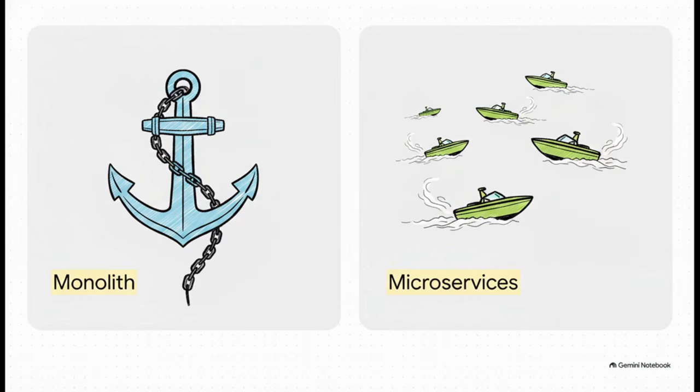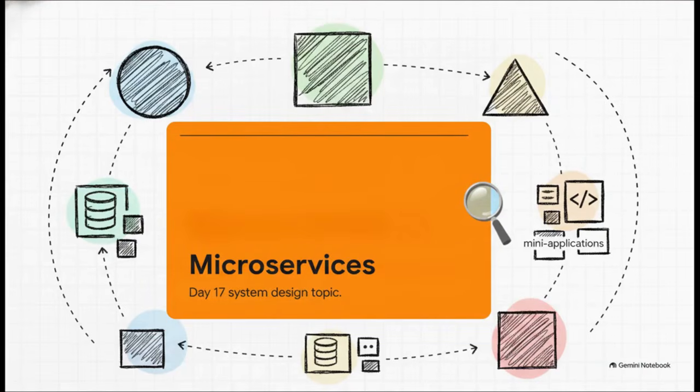So, if our e-commerce platform gets hammered with a huge Black Friday traffic spike specifically hitting the checkout, microservices let you dynamically spin up more of those speedboats just for the services getting crushed with traffic. You scale exactly what you need rather than being forced to clone that entire massive monolithic anchor over and over. So, this is our ultimate architectural destination, microservices.